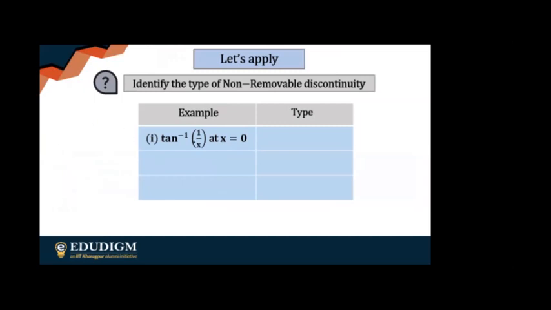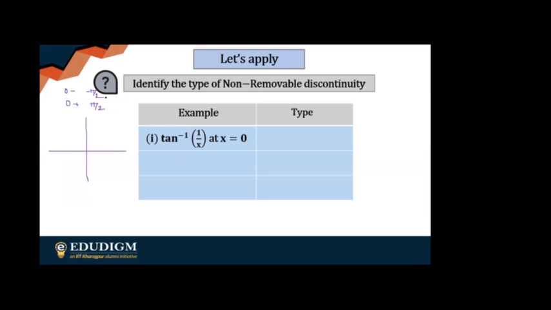tan inverse 1 by x. Now this is very, very important. If you see this, first I'm taking 0 minus, something which is less than 0, and also you take 0 plus. I want you to see that the 0 plus limit will be pi by 2, whereas the 0 minus limit will be minus pi by 2. I'll just give you a hint.